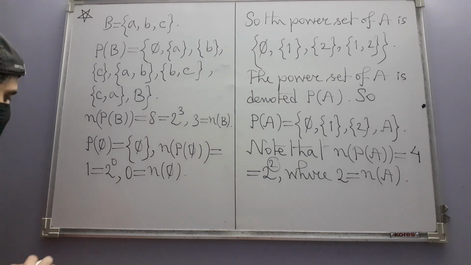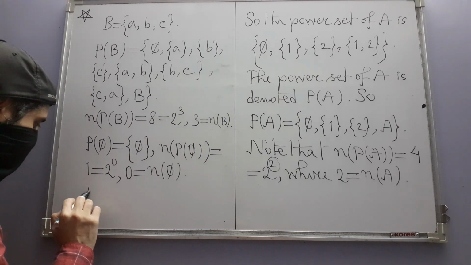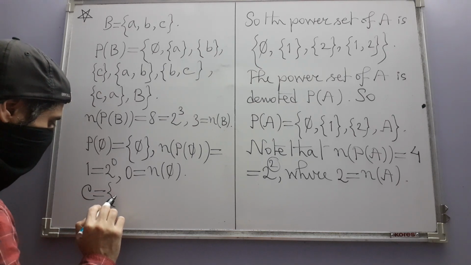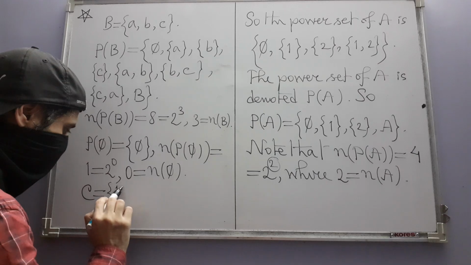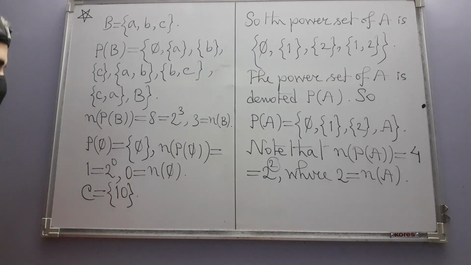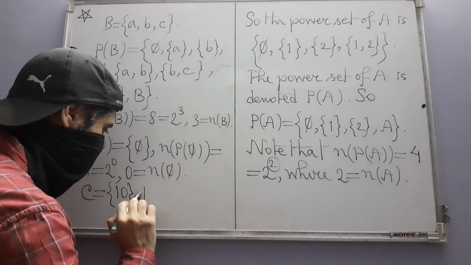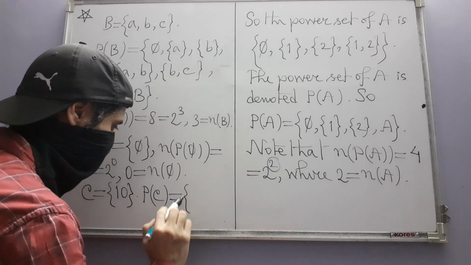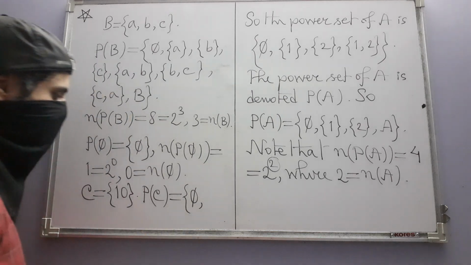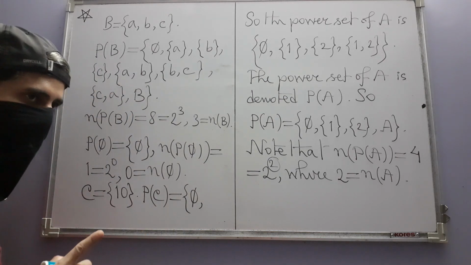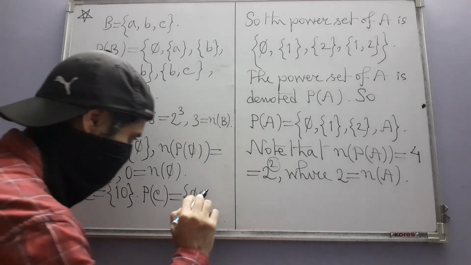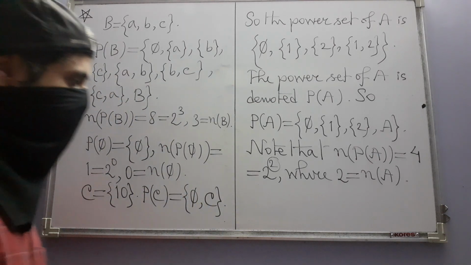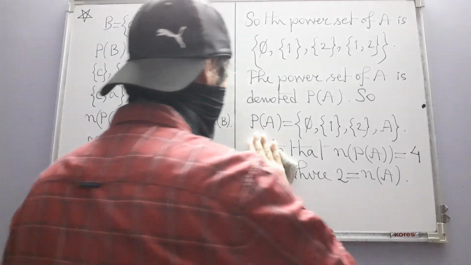It's still working. Let us take another set C, which has only 1 element. Say, just to make things a little strange, that only element is 10. What is the power set of C? It of course has the empty set, and then a one element subset of C, which is C itself. So this is the power set of C. How many elements are there? 2.